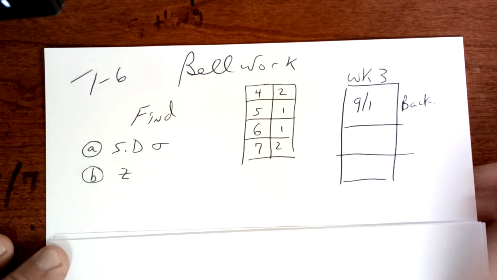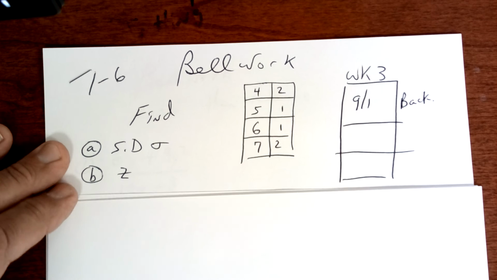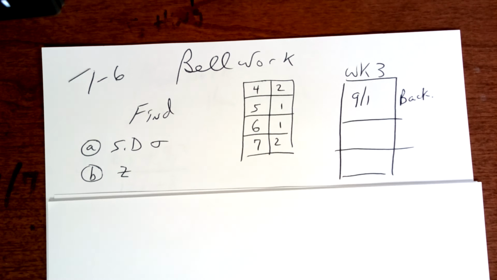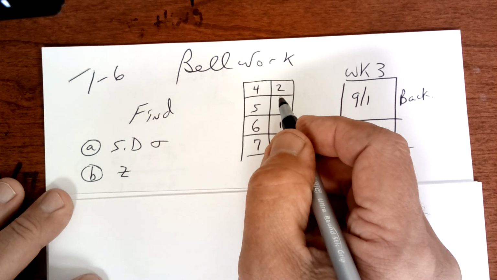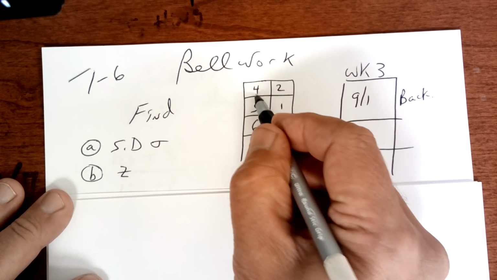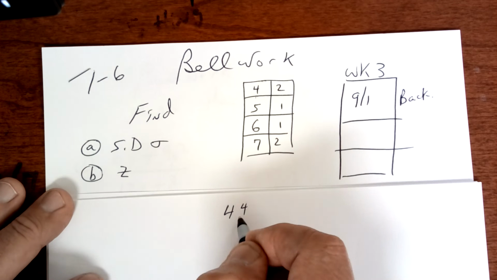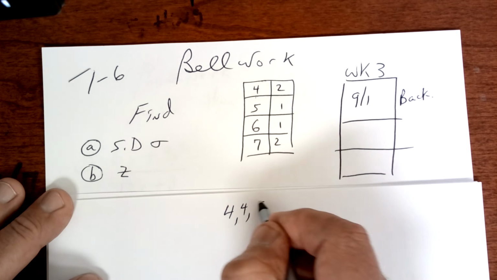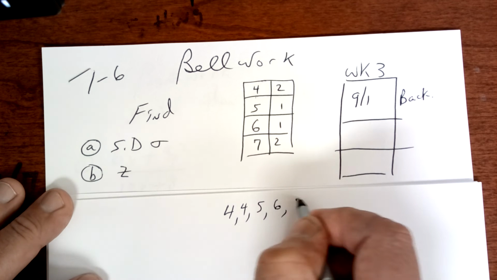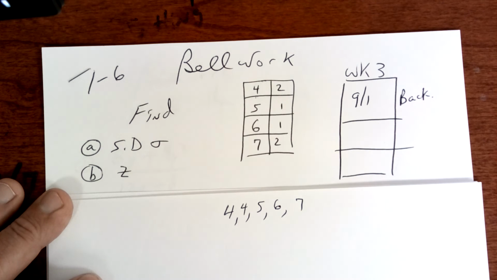All right, it says find standard deviation and the z-score. Well, first thing you have to do is the average. So you got to write all of these out. You have 2 of these, so it's going to be 4, 4, 5, 6, and 7. So get your calculator.